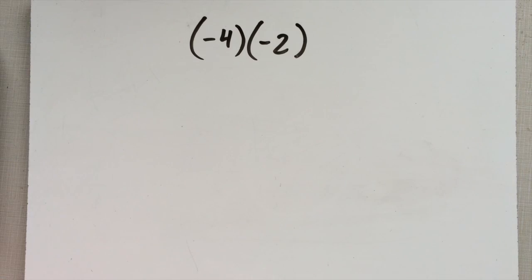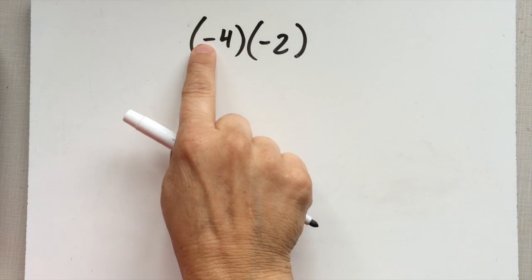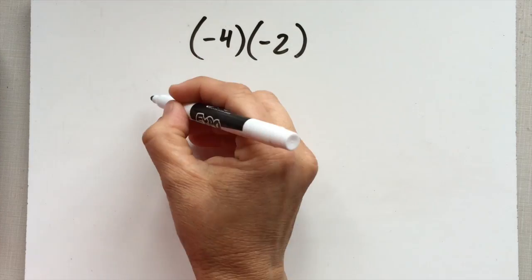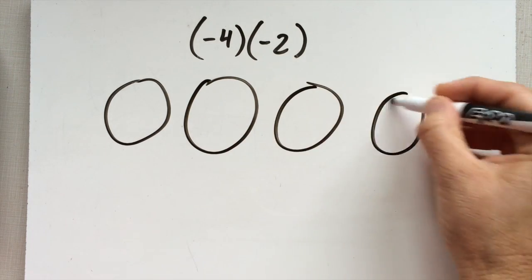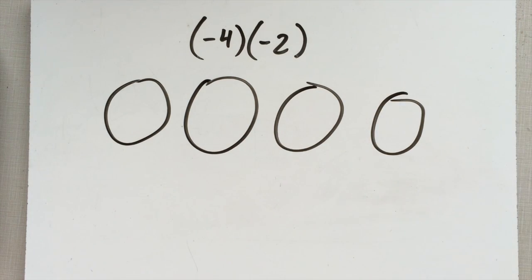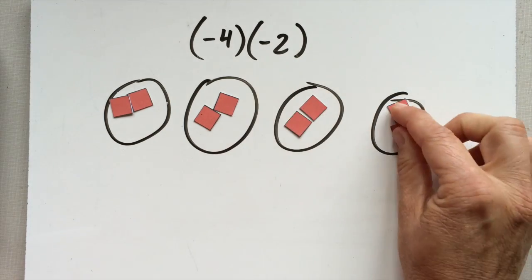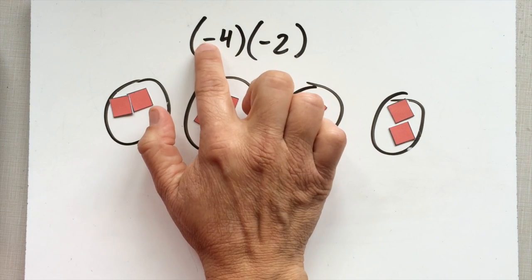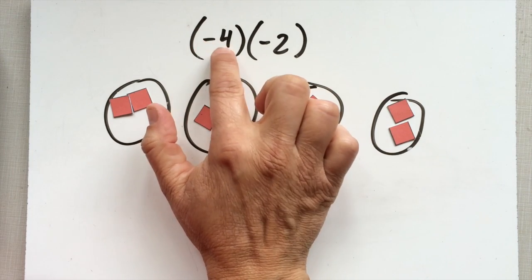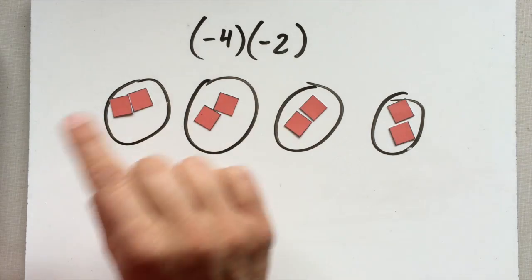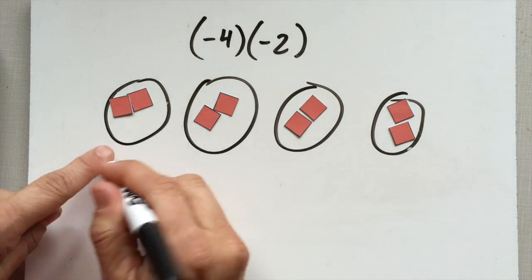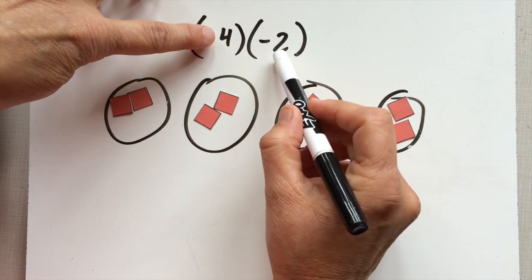All right, negative 4 times negative 2. So it's the opposite of 4 groups of negative 2. So I'm going to make my 4 groups. Inside each group, I'm going to have 2 negative 1s, and 2 negative 1s, and 2 negative 1s, and 2 negative 1s, right? Because they're 4 groups of negative 2. But it's negative 4 groups, the opposite of 4 groups of negative 2. So because I have this negative sign up front, what I've drawn here is 4 groups of negative 2.